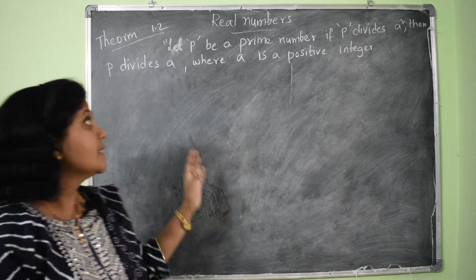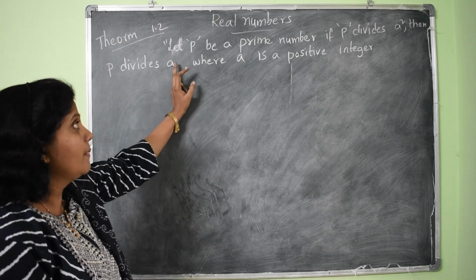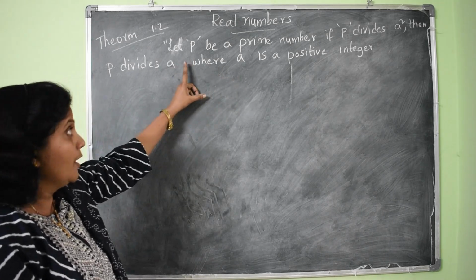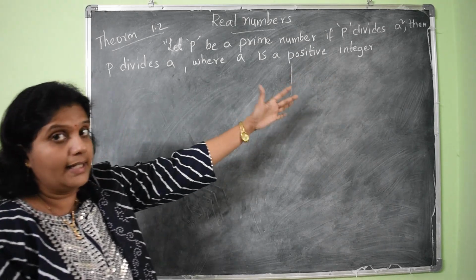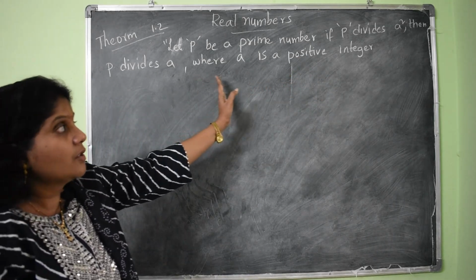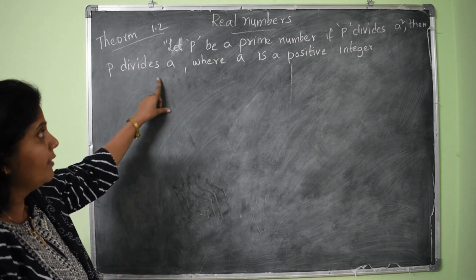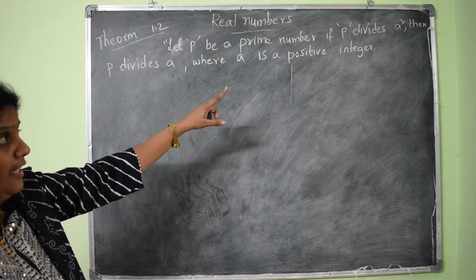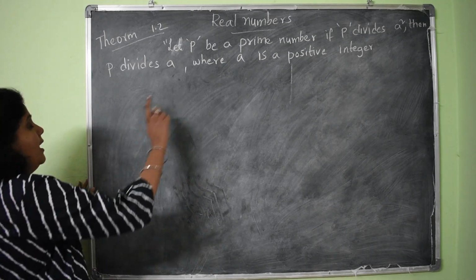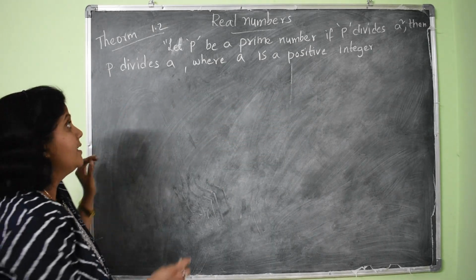Today we are going to discuss theorem 1.2 in real numbers. So what is this theorem? Let P be a prime number. So assume P as a prime number, and if P divides A square, let A square be any composite number, then P will definitely divide A, where A is a positive integer. We need to prove that P divides A. If P divides A square, then we need to prove that P divides A.